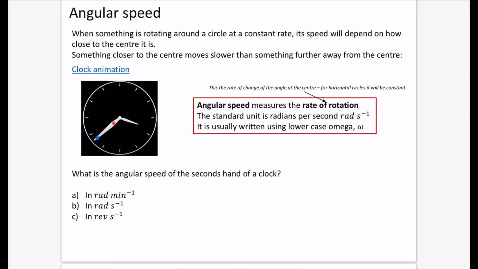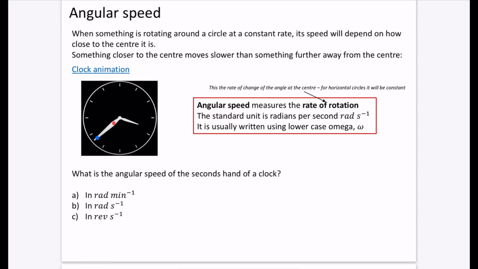And we're going to explore a little bit more about angular speed, but in fact, we're going to think about answering a few of these questions that we've got down here. So we're going to think about the angular speed of the seconds hand of a clock. Now, obviously, the seconds hand of a clock is going to be moving around the clock constantly, and it will do a full revolution in 60 seconds.